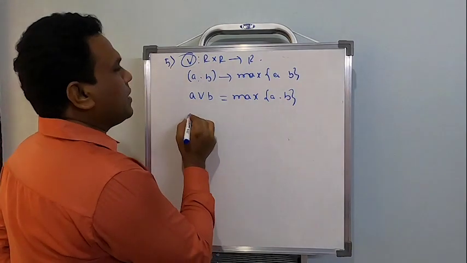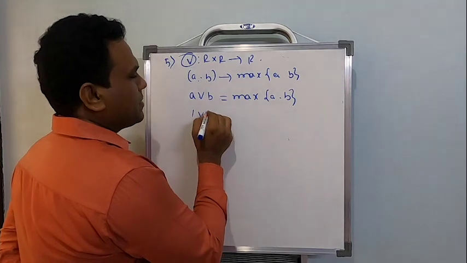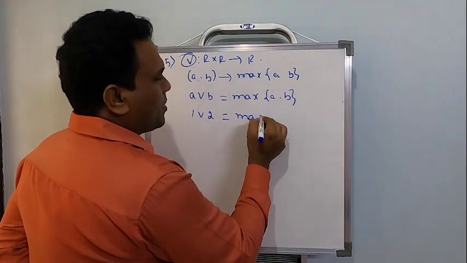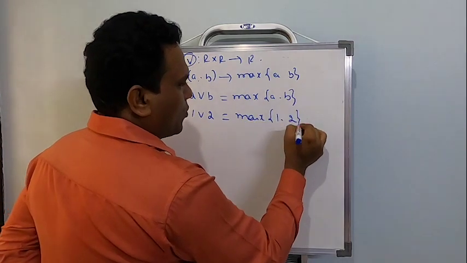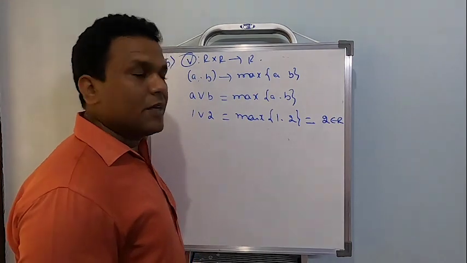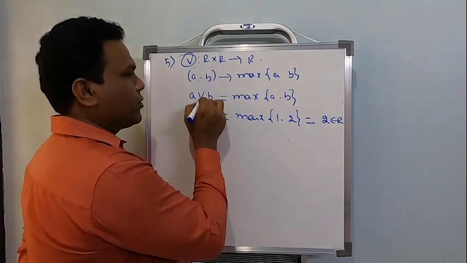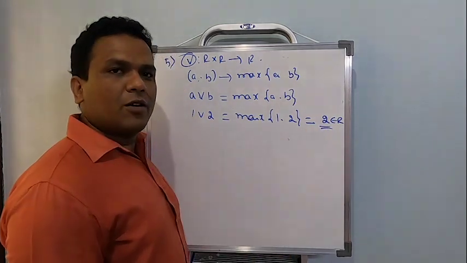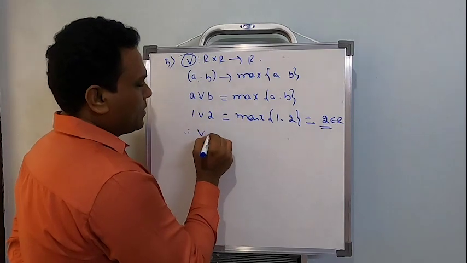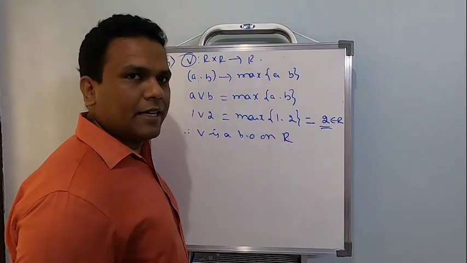Quite simple. If I apply, say, 1 cap 2, this will be the maximum of 1 comma 2. The maximum of 1 comma 2 is 2. What is 2? A real number. That means on the given set, whenever I operate on any two elements using this, the resultant element still exists in the given set. So therefore, this is a binary operation on the set of all real numbers.